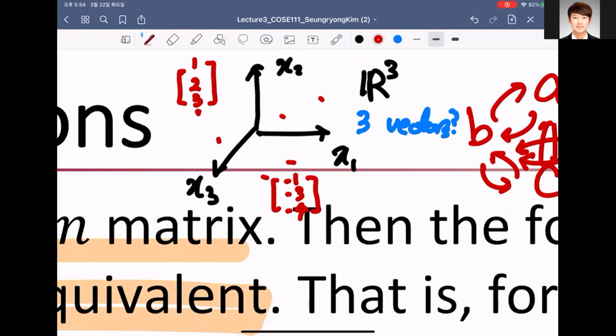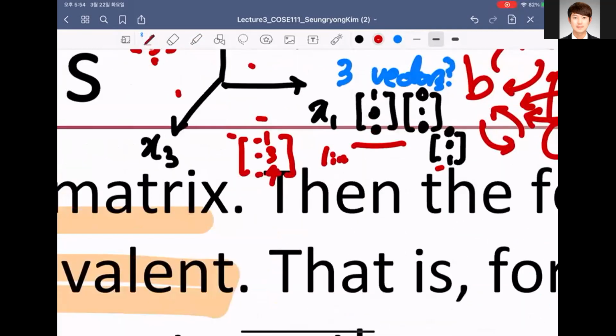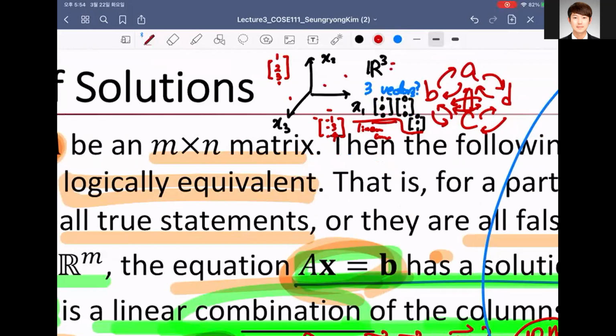Right. Next class. If we have 1, 0, 0, 0, 1, 0, 0, 0, 1, we can represent whole of vectors in R3 space by linear combination of these vectors. Then we can represent R3 space. That's one of the examples of the span. We can represent R3 space as a span of these vectors: 1, 0, 0, 0, 1, 0, 0, 0, 1. This is one of the examples.